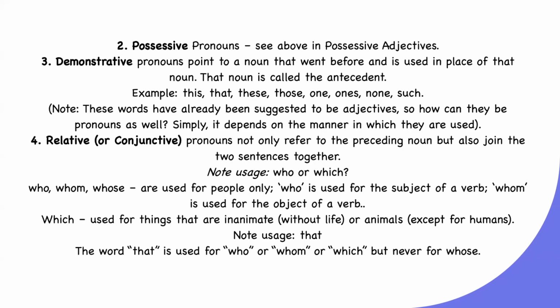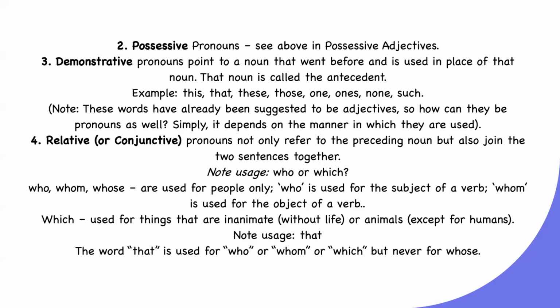Possessive pronouns, you need to look at possessive adjectives. It's exactly the same, they're just a different name. Demonstrative pronouns point to a noun that went before and is used in place of that noun. That noun is called the antecedent. This, that, these, those, one, ones, none, such. These words have already been suggested to be adjectives, so how can they be pronouns as well? It simply depends on the manner in which they're used.